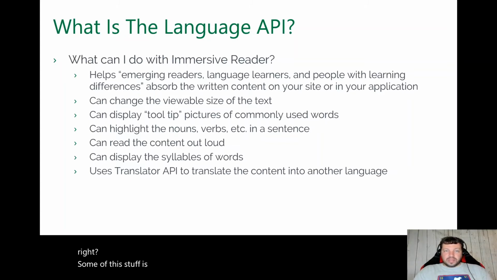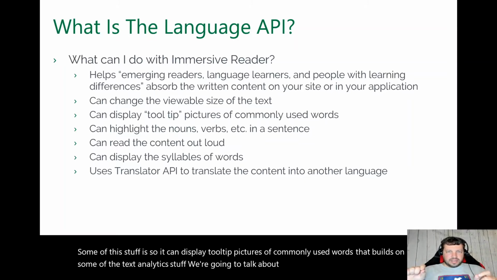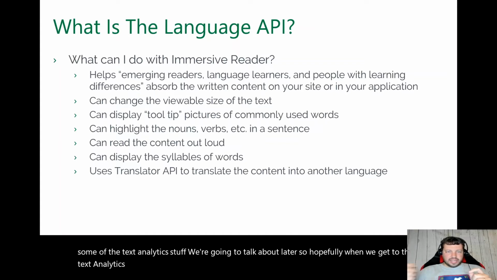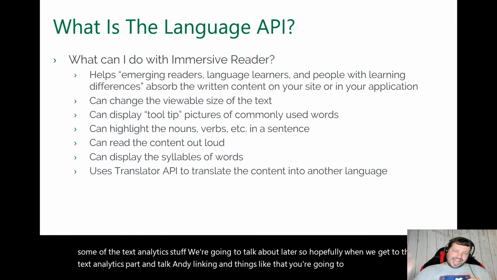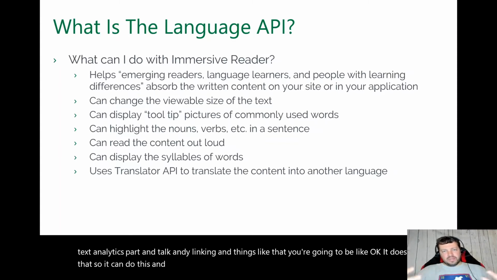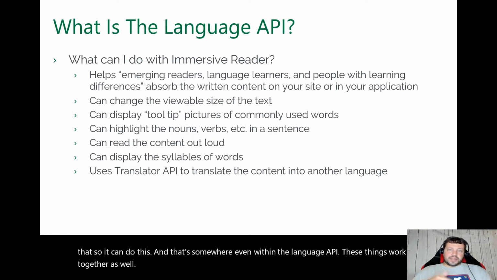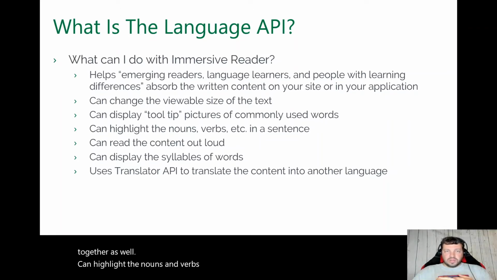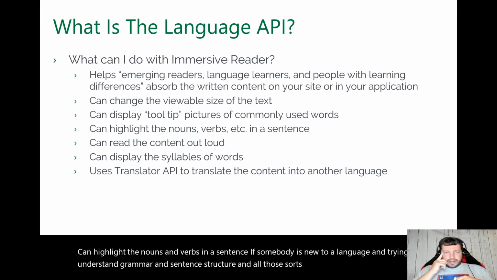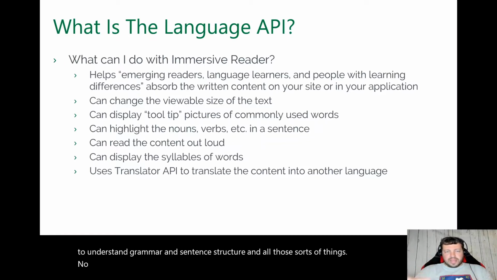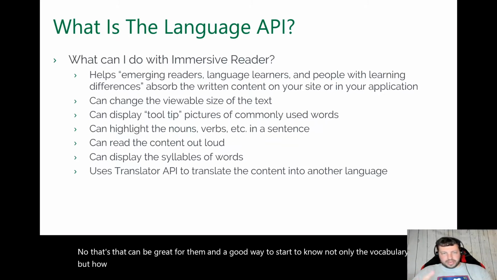So it can display tooltip pictures of commonly used words. That builds on some of the text analytics stuff we're going to talk about later. So hopefully when we get to the text analytics part and talk entity linking and things like that, you're going to be like, okay, it does that, so it can do this. And even within the language API, these things work together as well. You can highlight the nouns and verbs in a sentence. So if somebody is new to a language and trying to understand grammar and sentence structure and all those sorts of things, that can be great for them and a good way to start to know not only the vocabulary, but how to properly speak it, write it, all those sorts of things.